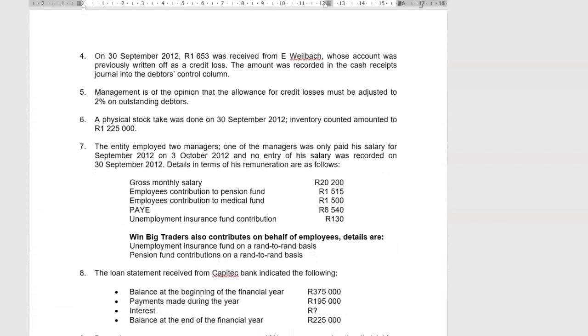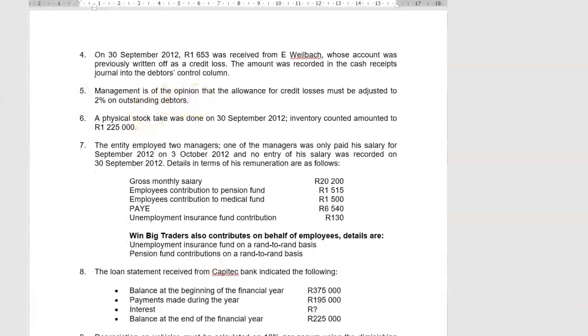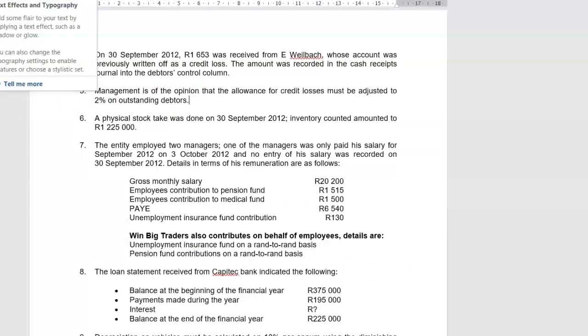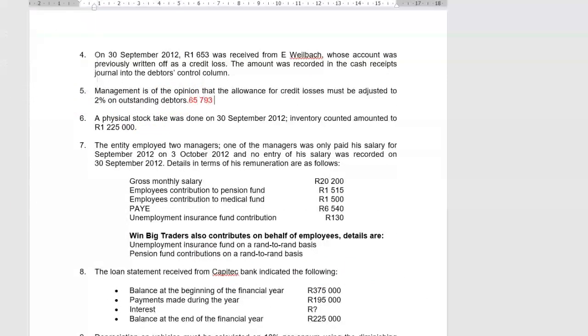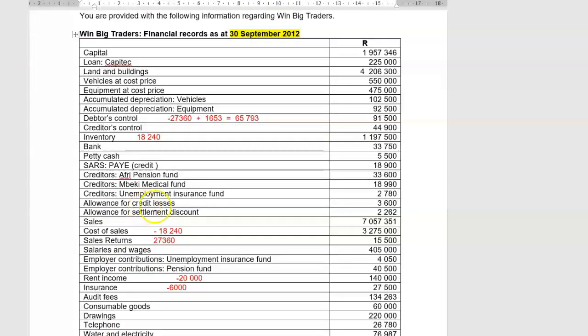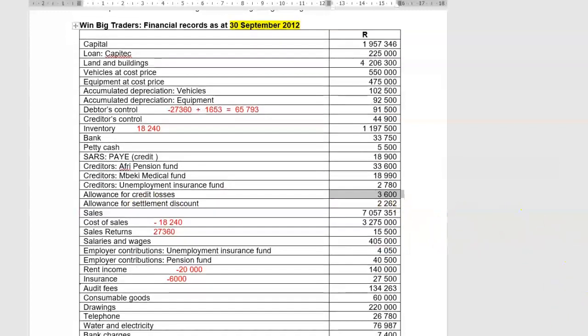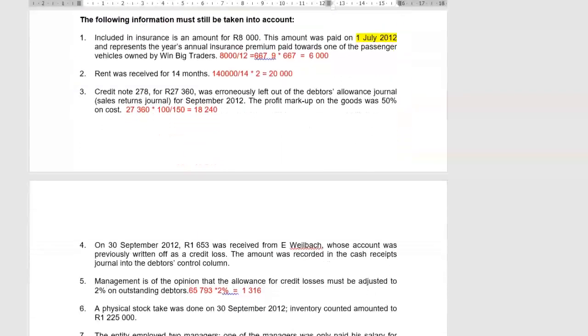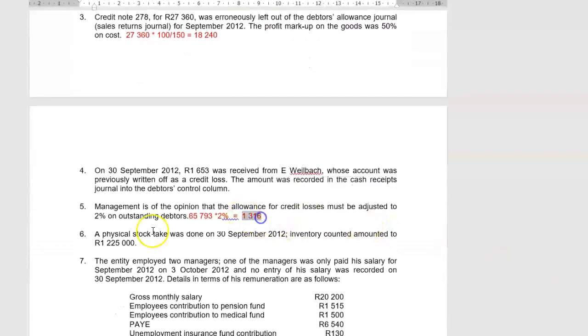Now we can go straight away. There is absolutely no VAT in this question, so nothing is going to complicate stuff. And 2% of that 65,693 gives me a total of 1316. What I have to do now is to go and check whether we don't have an existing allowance for credit losses. And there we have an allowance for credit losses of 3,600 Rand. Remember, that's got a credit balance of 3,600 Rand. At the end of the year now, we want a credit balance of 1316.